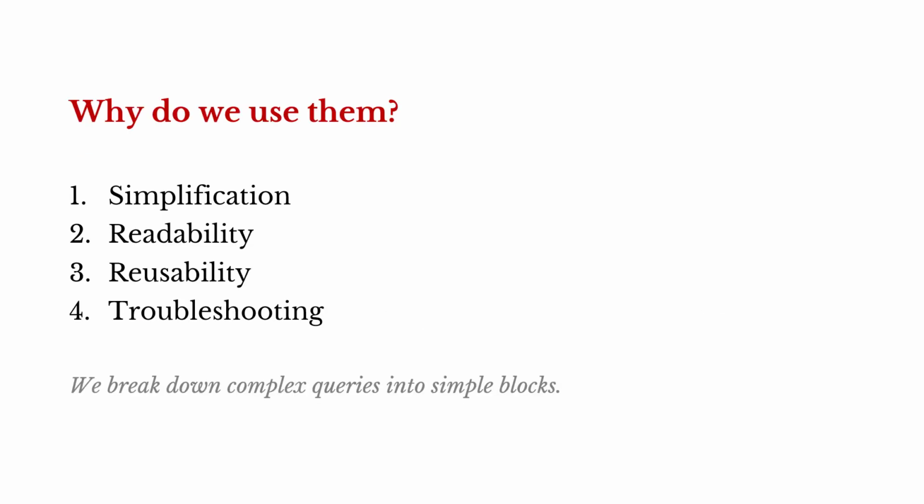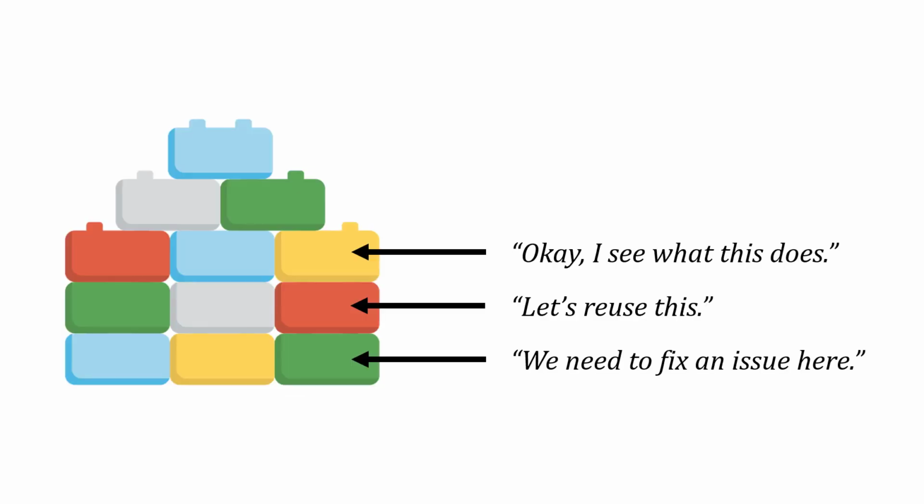The reason why we might use these is it helps with simplification. It can take a complex SQL statement and simplify it. It also helps with readability, reusability, and troubleshooting. Again, we're breaking down complex SQL statements or queries into simple blocks. So, for example, let's say each of these represents a CTE in a statement. We probably wouldn't have that many. But by breaking it down, we can see what something does. We can reuse portions of the statement. And we can easily troubleshoot issues and narrow it down to a particular block.